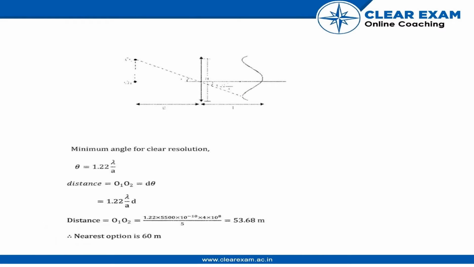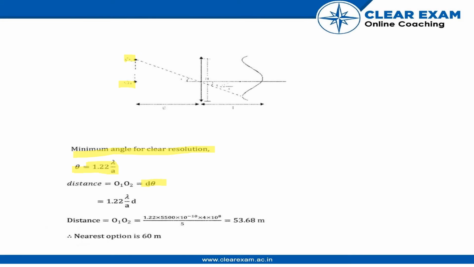So here the figure is not visible, but I will try to explain. This is O1 and this is O2. So the distance will be O1 O2, which will be equal to d theta. And you need to remember that the minimum angle for clear resolution theta is equal to 1.22 lambda by a, and lambda they have given 5500 Angstrom.